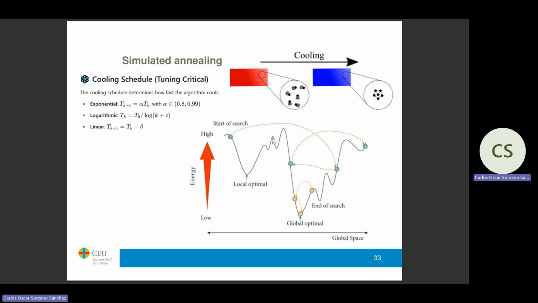So you see, every state, every configuration in space, has its own energy. And if you cool sufficiently slowly, the system has time to explore the whole global space, and then it will find the global optimum. So that is what it is trying to mimic.